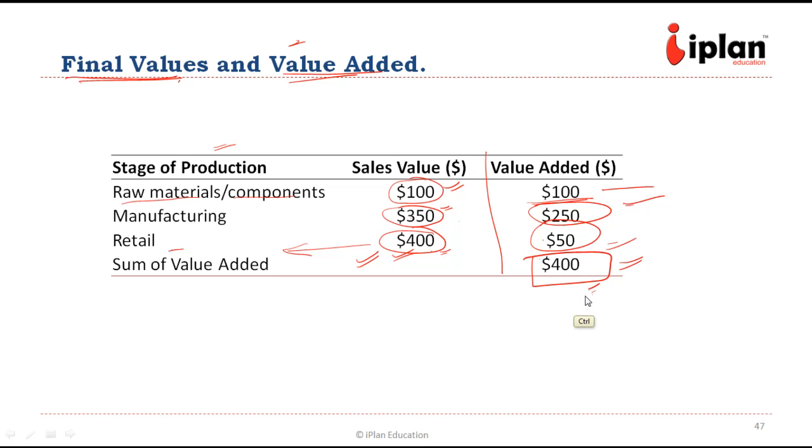Actually, we use both of the approaches. In certain cases where the value added is easily available, we are going to use it. And in some other cases where it is difficult to ascertain what kind of value has been added at which stage, we use the final value. Let us move further to other concepts.